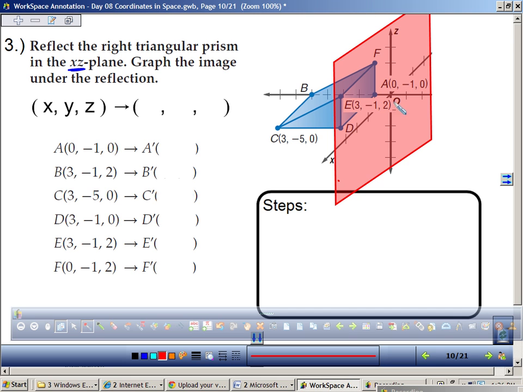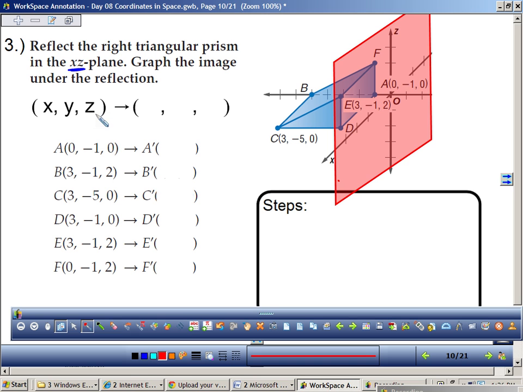Okay? Everybody understand? So we're not flipping it over the wall. We're picking it up, we're carrying it over, and we're turning it and putting it on this side of the wall. Let's do it.